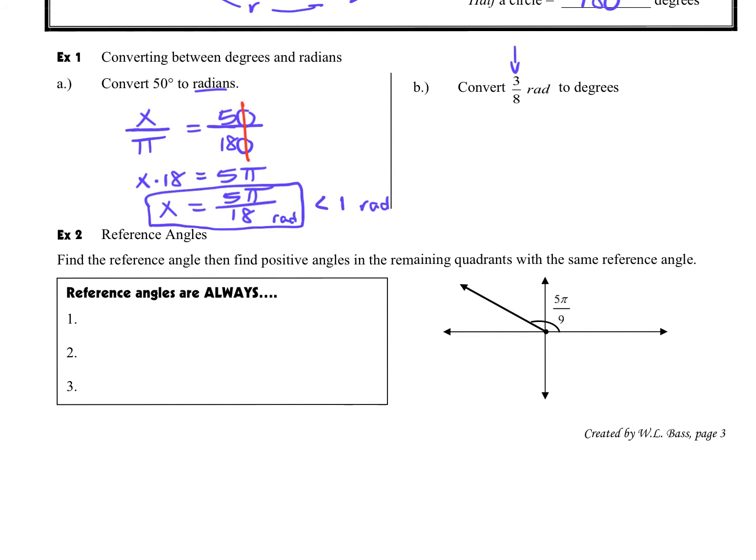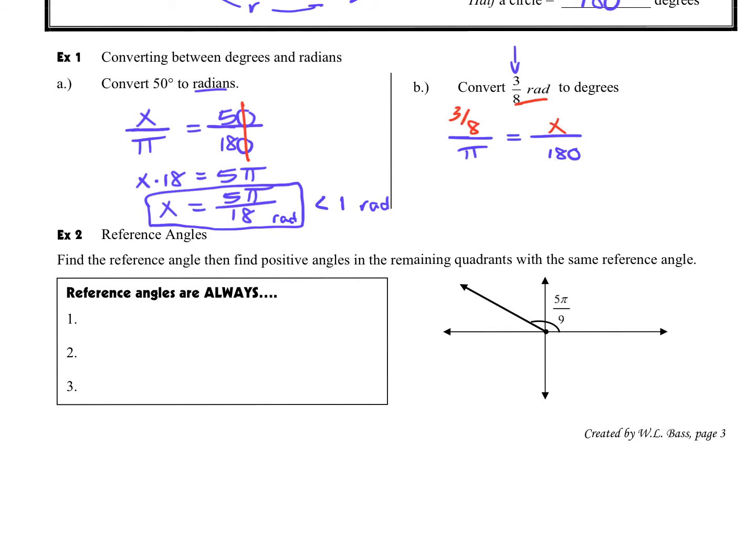Now, if I want to go the other direction, I can use that same proportion. Notice that there's not a pi on this. This answer had a 5 pi over 18. This one does not, and sometimes they will, and sometimes they won't. So I'm going to fill in my same units here. Then I'm going to put my 3/8 radians right here. And I'm going to put my degrees right here because that's what I want this time.